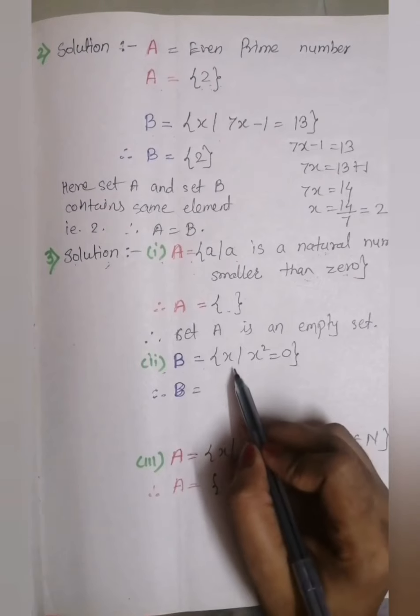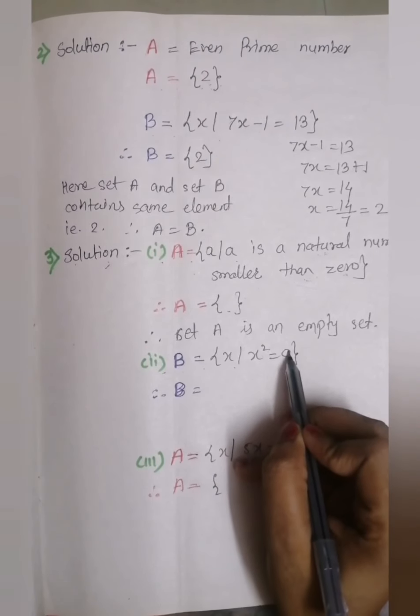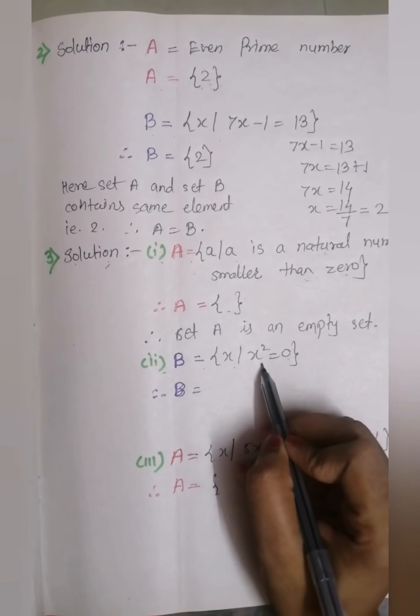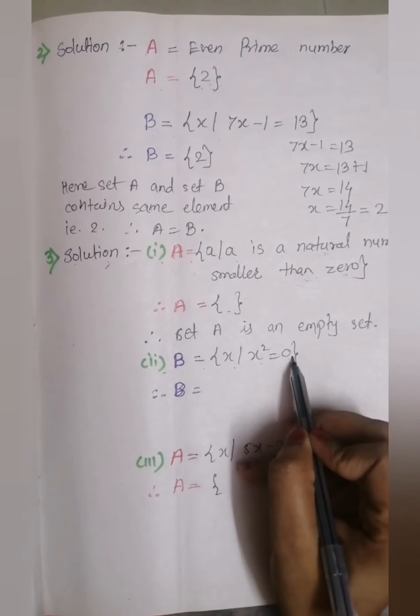Come to the second question. Set B equals x such that x square equals 0. Now x square equals 0, that means there is no number except 0 whose square is 0.